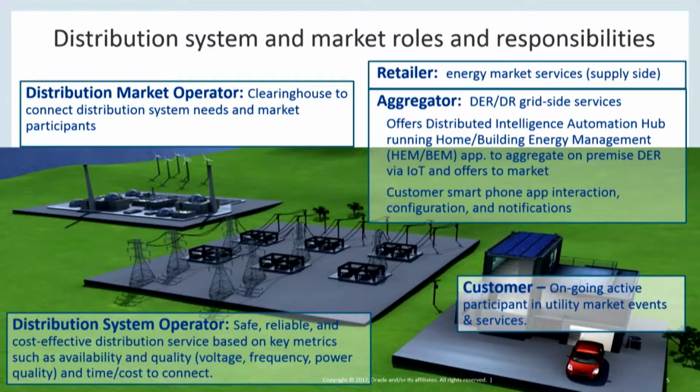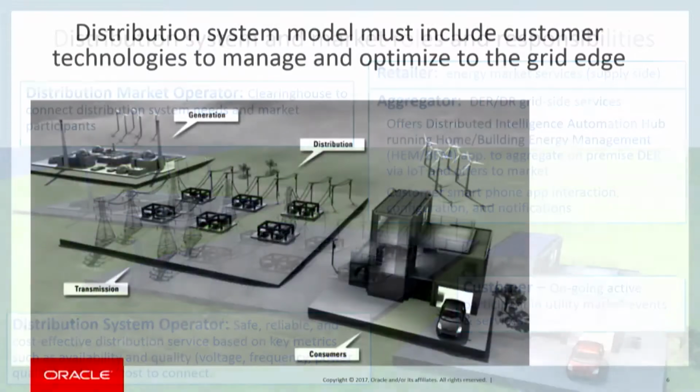Okay, and then finally there's this new role of a distribution market operator. And again, this could be the distribution utility, and there are some benefits of having a distribution utility do that. It could be a separate entity. But the whole idea of a distribution market operator is to provide the clearinghouse for identifying the distribution system needs from a capacity or a service standpoint, and connecting them with the market participants who have the available capacity or have the available resources to meet that need in a more cost-effective method than others.